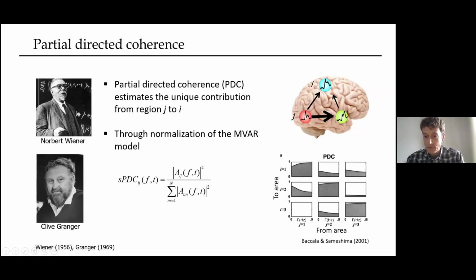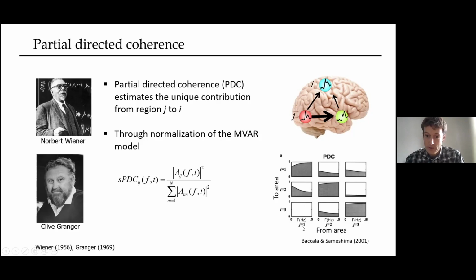There are a few things to note on this connectivity matrix. First of all, it is a connectivity matrix in the frequency domain. So for each J, the area that drives, or the area that Granger causes, there's plotted in the frequency domain the amount of Granger causality, or PDC, that it has on the receiving area. The second thing is that this is an asymmetric matrix. So that means it is a directed measure of functional connectivity.